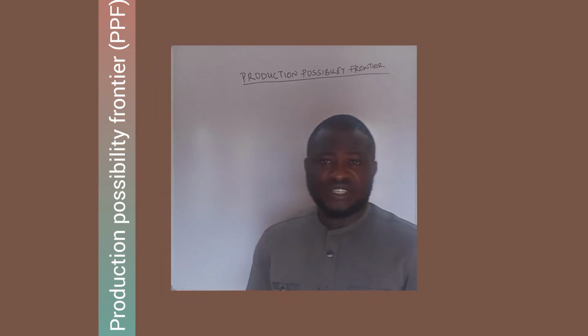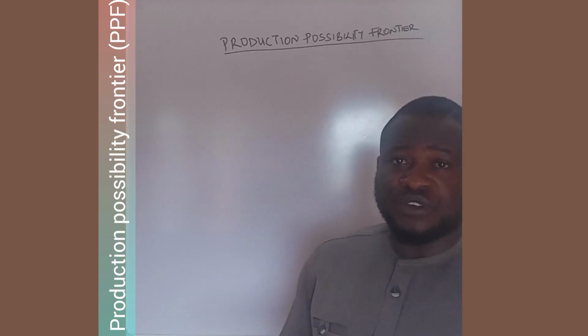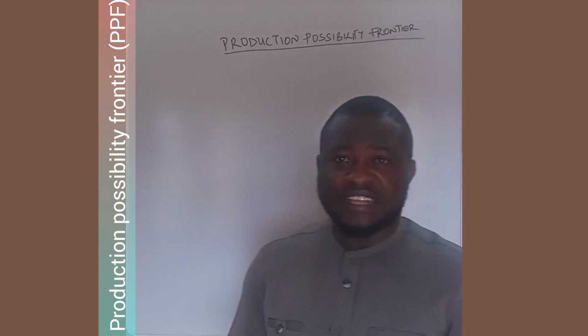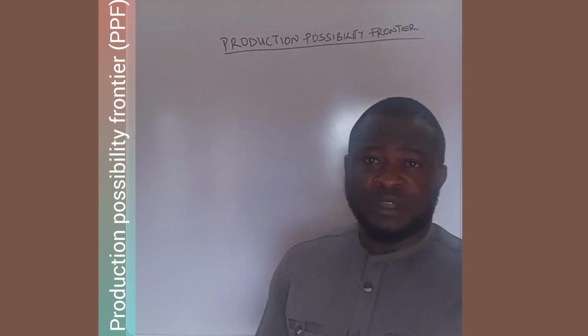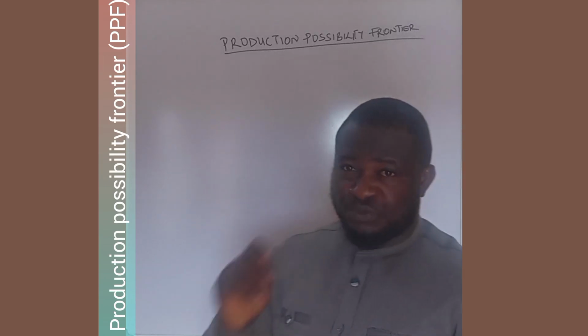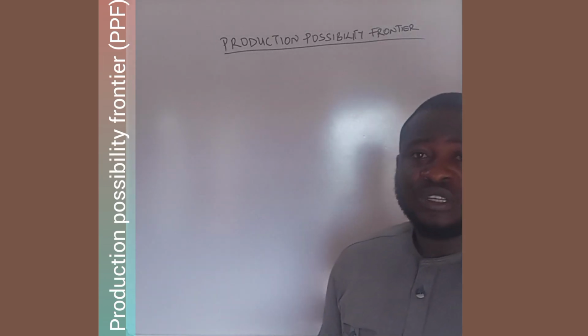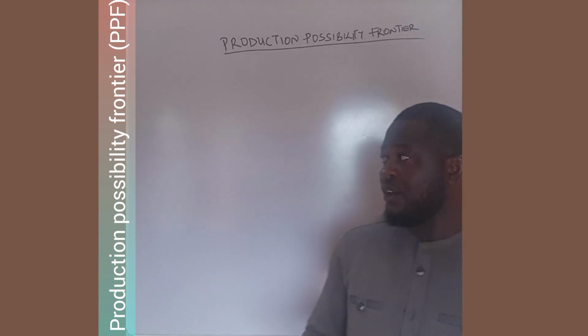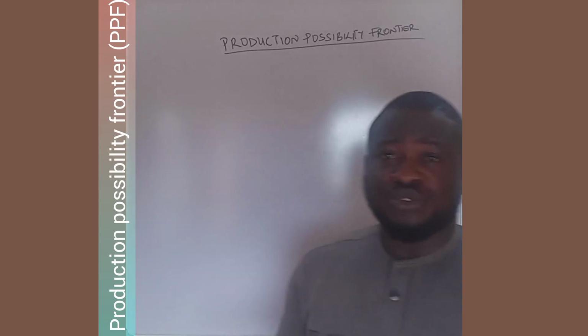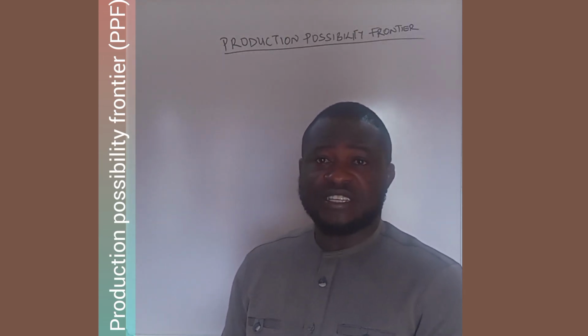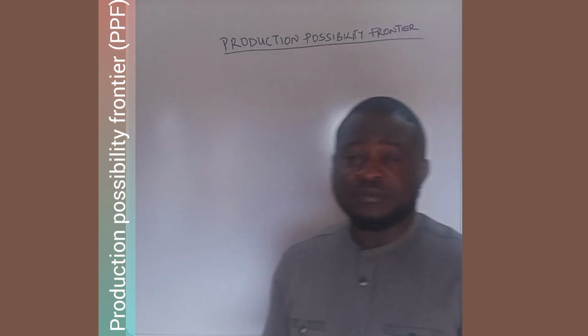To achieve this, we shall define the production possibility frontier. Then we briefly look at the various assumptions underlying the production possibility model, after which we'll derive a production possibility schedule, which is a tabular representation of the various combinations of goods and services that can be produced given the specific resources of that economy.